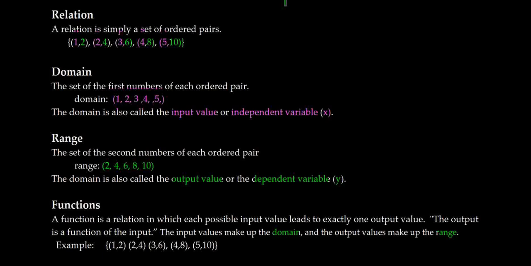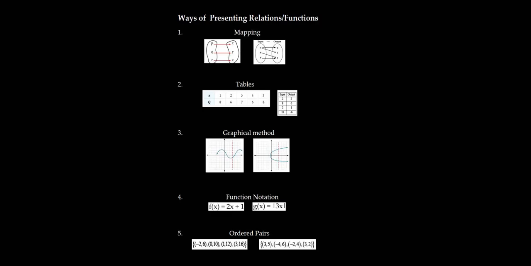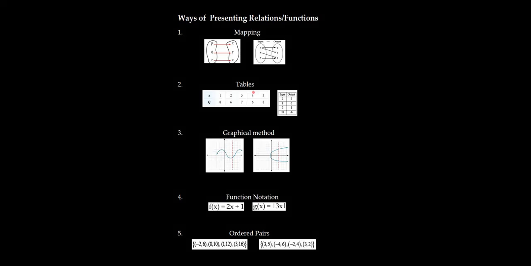Okay, I hope this makes some sense. Now, let's quickly look at the different ways of presenting relations and functions. Number one is by mapping. Number 2 is by tables. Number 3 is by graphical method. Number 4 is by function notation. And finally, number 5, by ordered pairs.